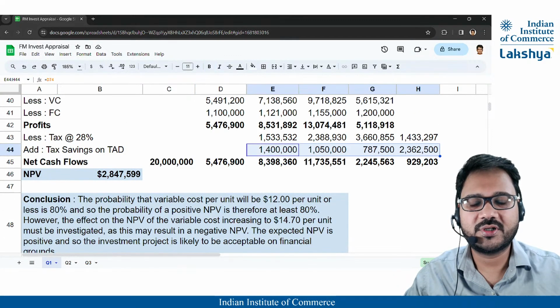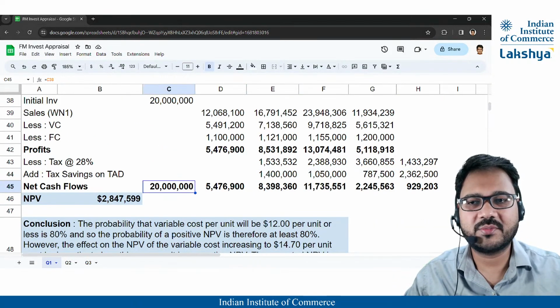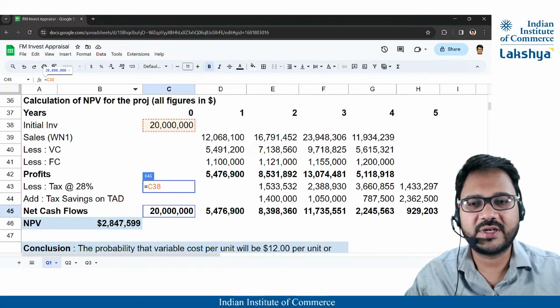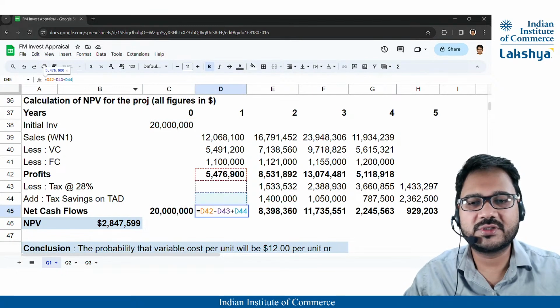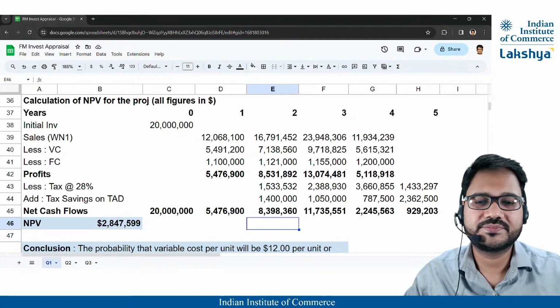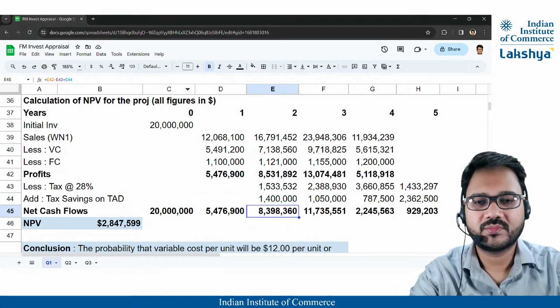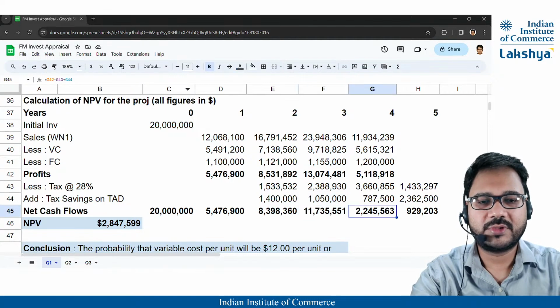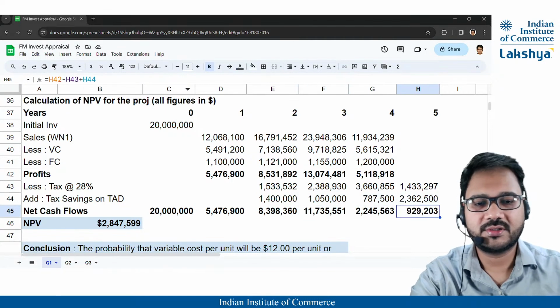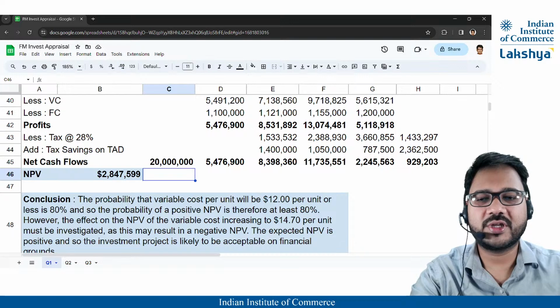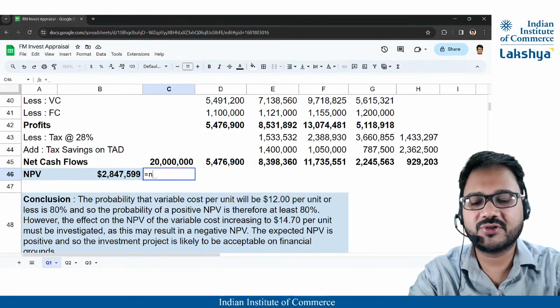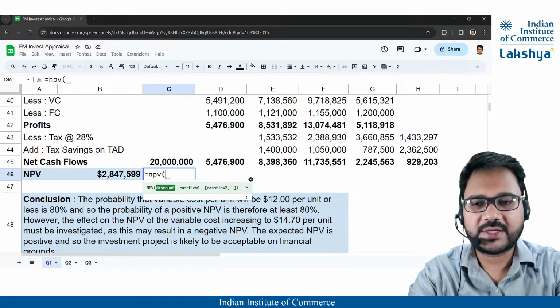Okay, tax savings on tax allowable depreciation. Then net cash flow is nothing but adding all the relevant cash flows up. So in year zero, there's only initial investment. Year one onwards, it is profits less taxes plus any savings. So that way, everything is done. Right? Clear? And then you can use the NPV formula: is equal to NPV, bracket open.